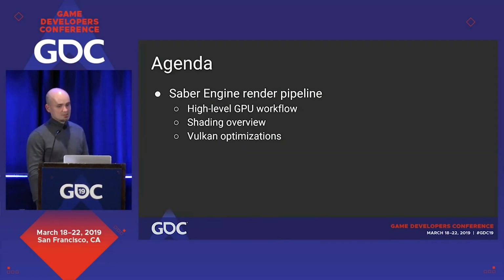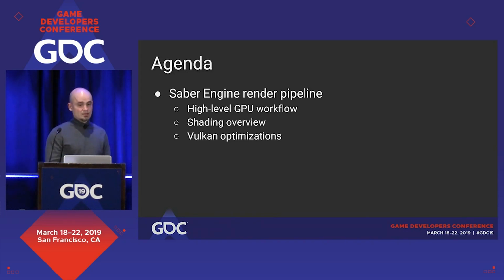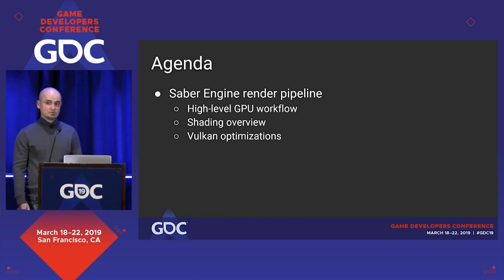Okay, so here's the plan for this talk. In the first part, I will talk about our engine and rendering pipeline architecture. I will start with a high-level GPU frame structure. Then I will very briefly describe some of the shading techniques that we use. And I will say a couple of words about Vulkan optimizations that we did. That part is intended mostly for engineers.